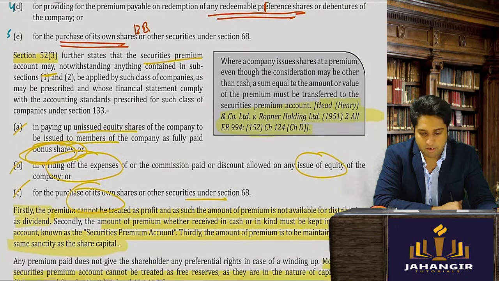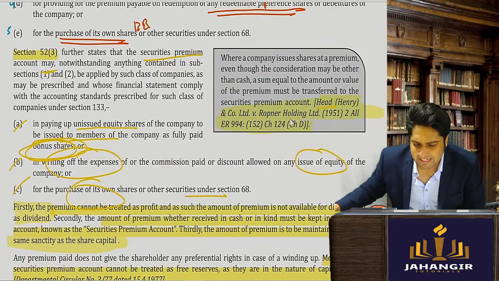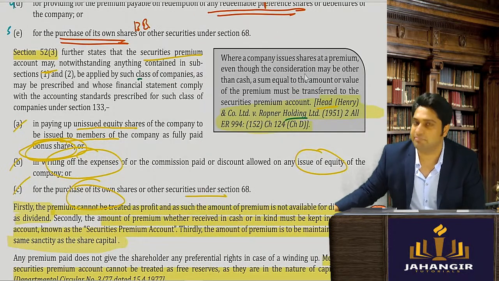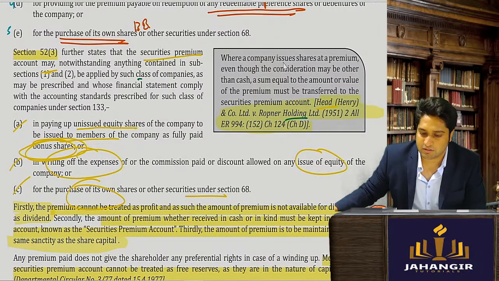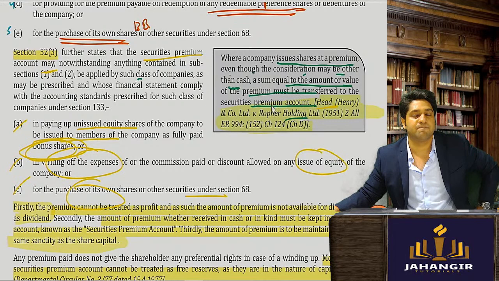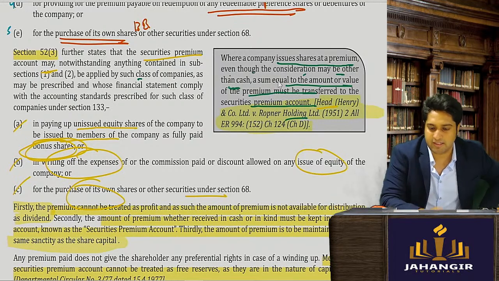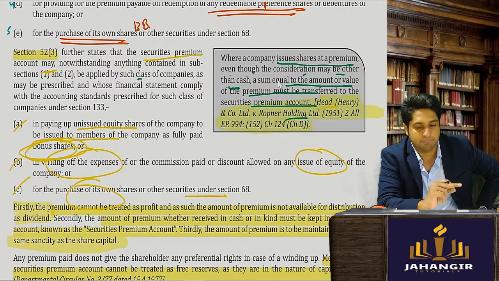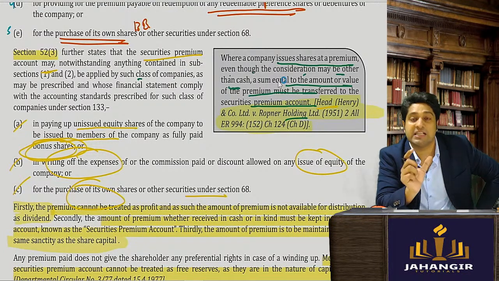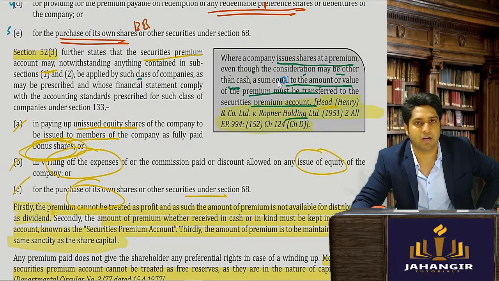Okay, very important. In Henry versus Ropner Holding case, it is held that where a company issues shares at premium, even though the consideration may be other than cash, a sum equal to the premium must be transferred to security premium account. So very interesting point, that where a company issues shares at premium, even if the consideration is other than cash, still that amount has to go in security premium account.